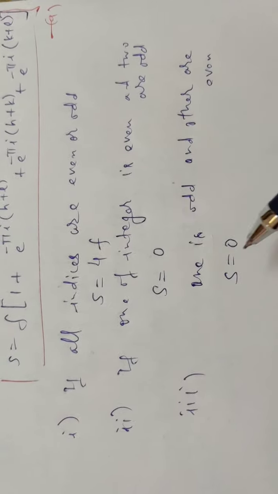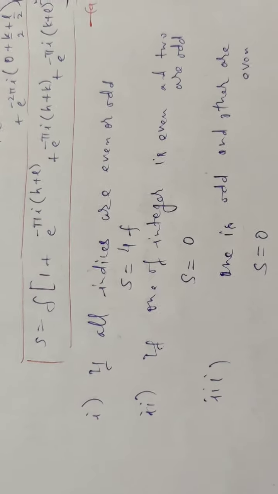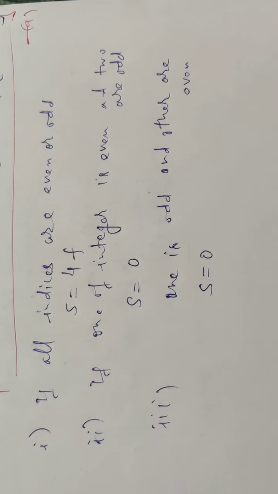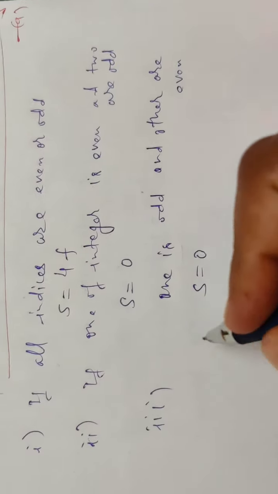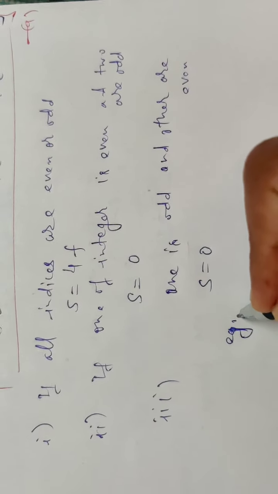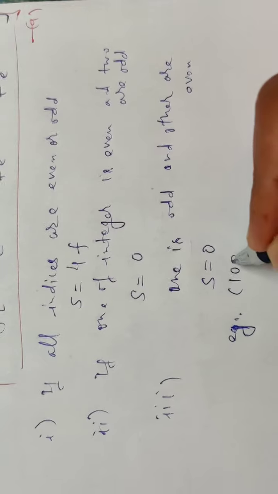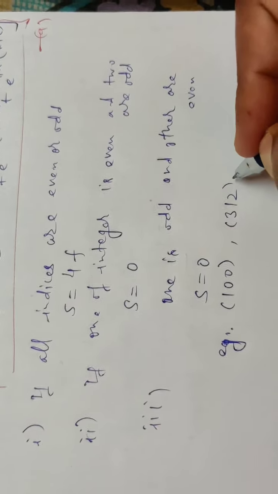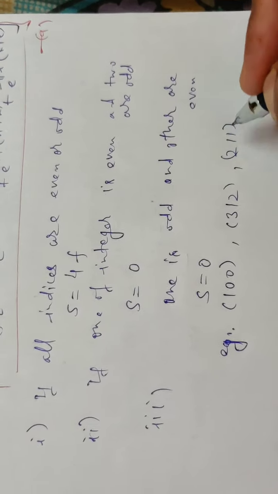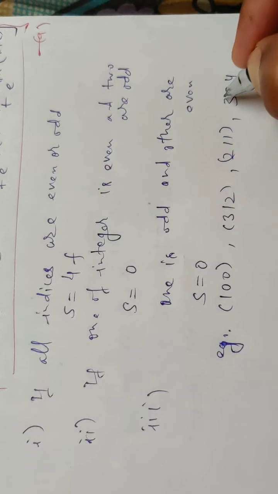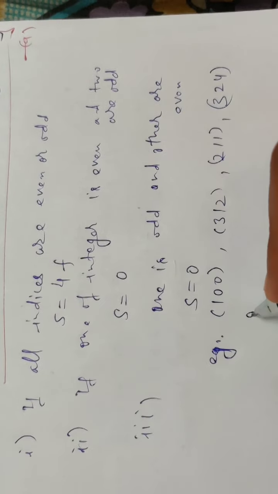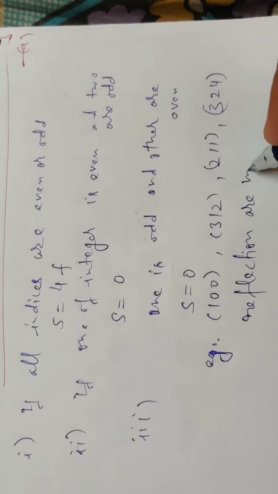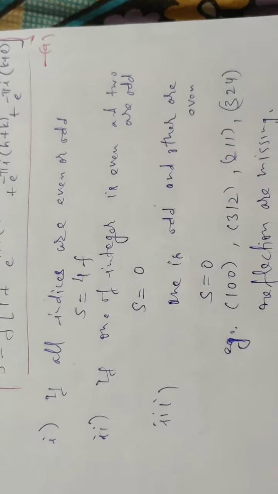So thus in FCC lattice no reflections occur for which indices are partly even or odd. For example 1 0 0, 3 1 2, 2 1 1, 3 2 4. These reflections are missing. So this is very simple.